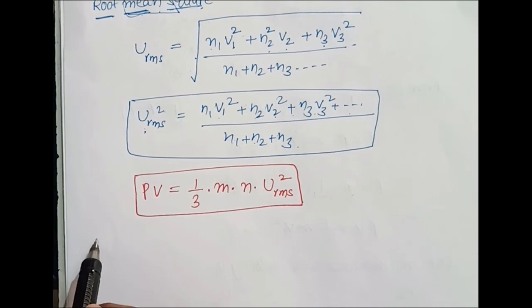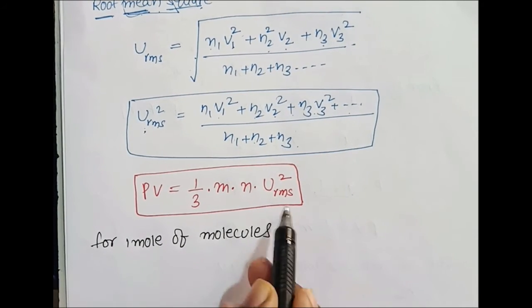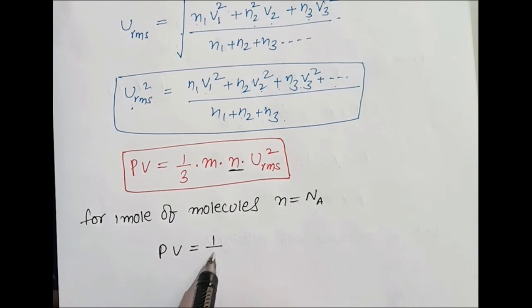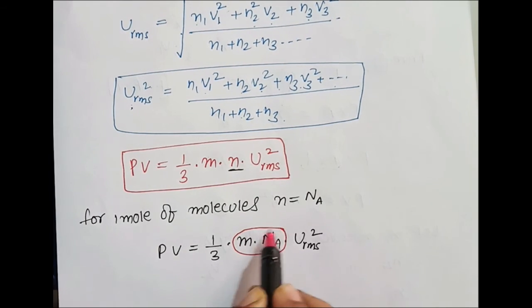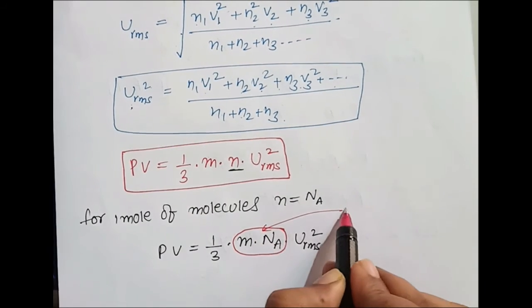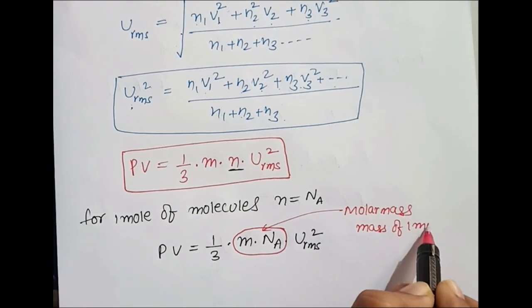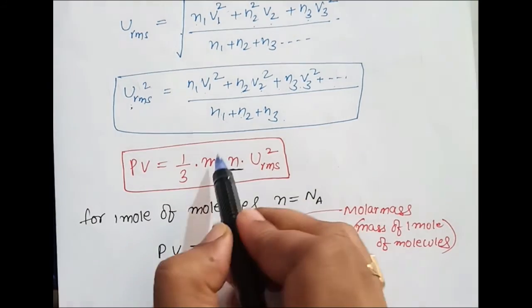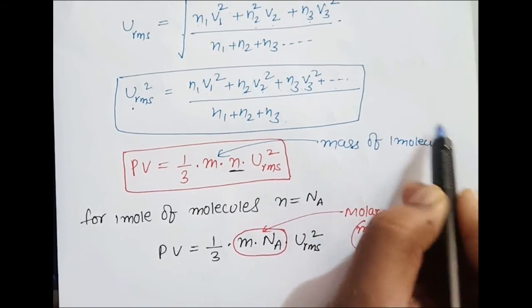Here I can add one small point. For 1 mole of particles, suppose you have 1 mole of molecules, then small n will become the Avogadro number, right? So PV is equal to 1/3 m into Avogadro number into u RMS square. Here m into Na, mass of one molecule times the number in 1 mole of molecules, will now become the molar mass, meaning the mass of 1 mole of molecules, right? And here small m is the mass of only 1 molecule.